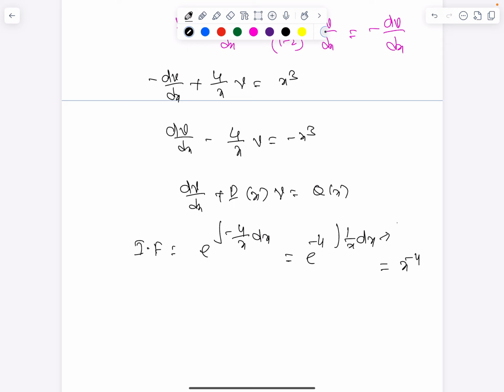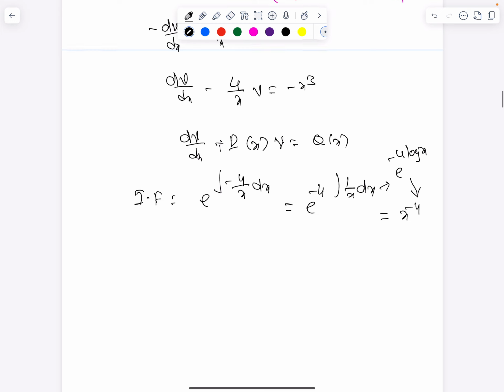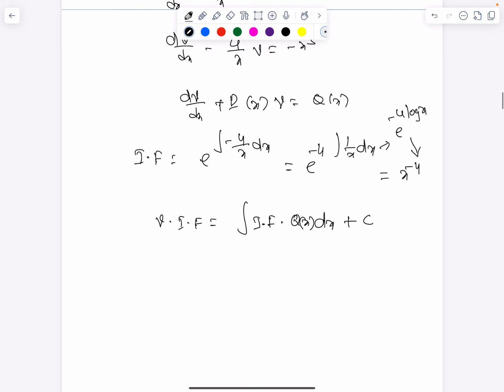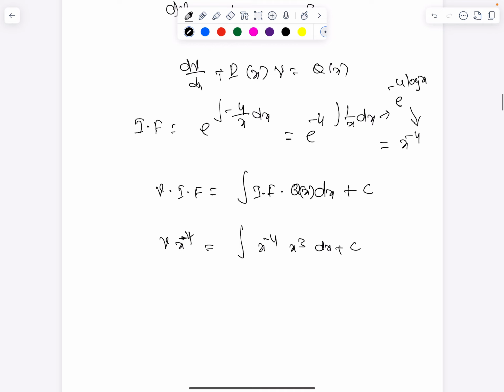This you can get by e power minus 4 log x, that implies x power minus 4. Now, this is your integrating factor. Therefore, v into integrating factor is equal to integration of integrating factor into q of x dx plus c is your solution. Therefore, it is v times x power minus 4, which is equal to integral x power minus 4, and q is x cube dx plus c.